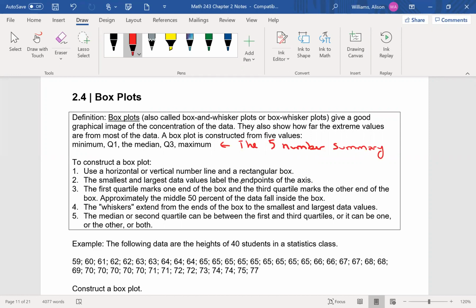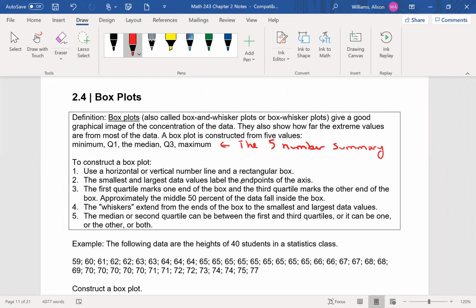To do this, you do want to make a number line. Sometimes people do a vertical number line. We'll do a horizontal number line. And it is really important that you actually label the number line with set tick marks. And then you'll put the first and last values, the minimum and the maximum down. Those will be our endpoints. And then we'll create a box out of the quartiles.